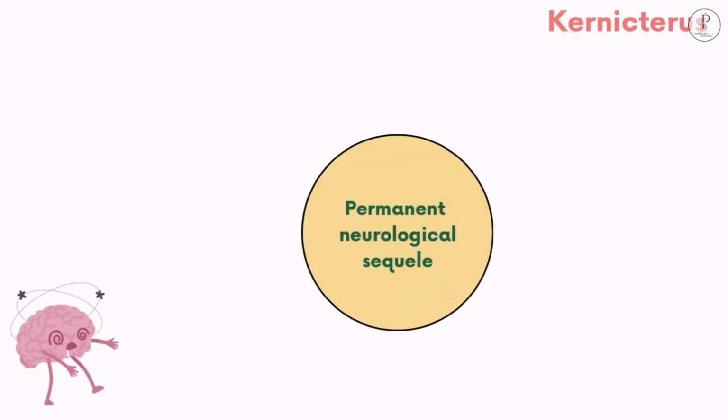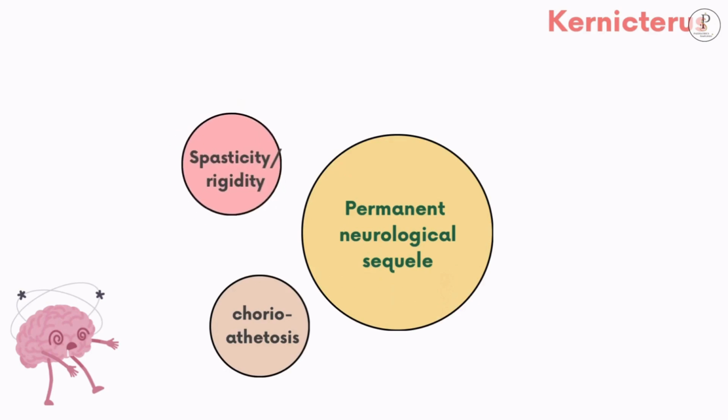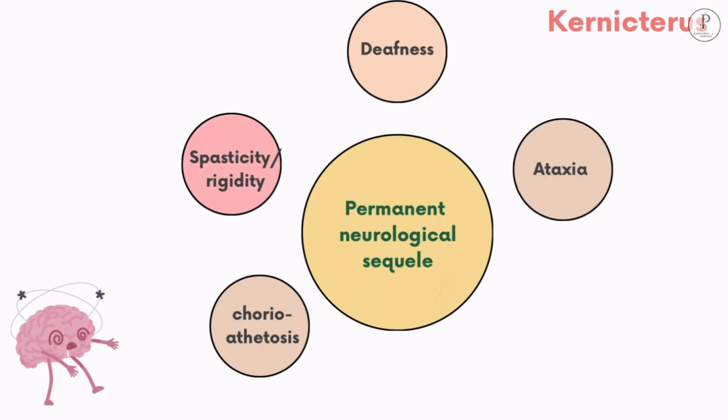Later in life, it develops permanent neurological sequelae in the form of choreoathetosis, spasticity or muscular rigidity, deafness or hearing loss, ataxia or abnormal movements, mental retardation or low IQ.